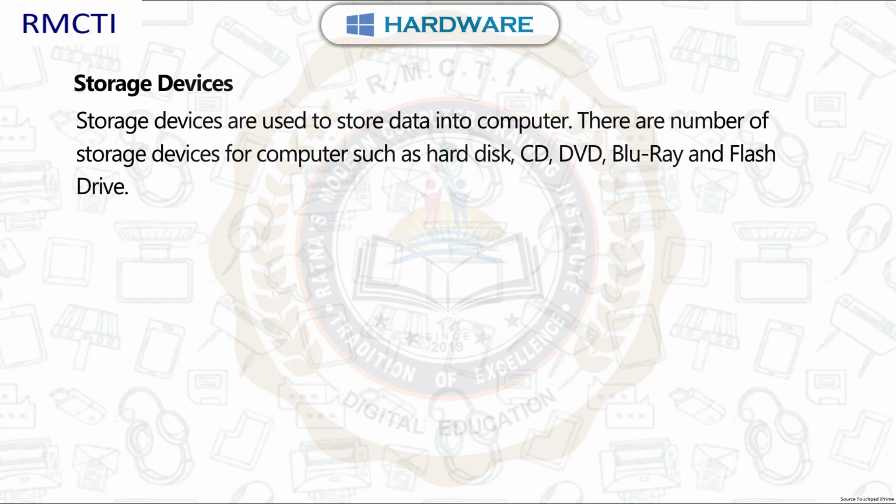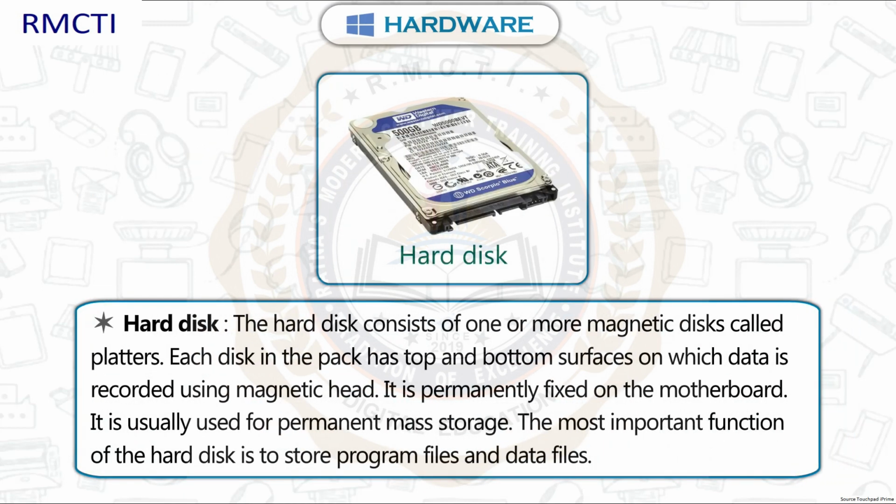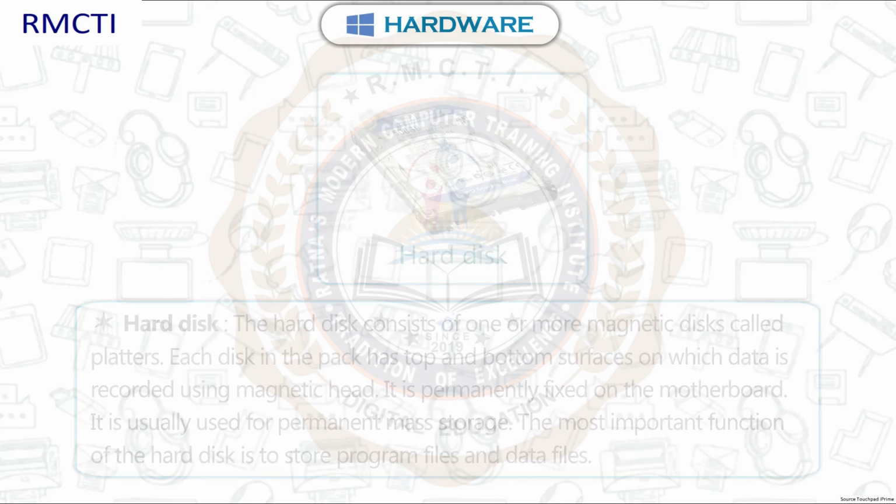There are a number of storage devices for computers such as hard disk, CD, DVD, Blu-ray, and flash drive. Hard disk. The hard disk consists of one or more magnetic disks called platters. Each disk in the pack has top and bottom surfaces on which data is recorded using magnetic head. It is permanently fixed on the motherboard. It is usually used for permanent mass storage.